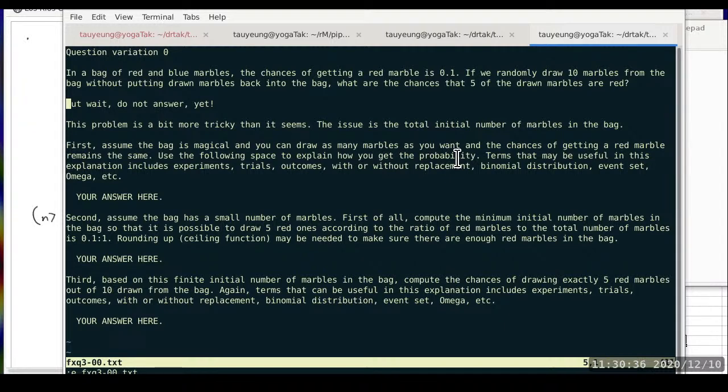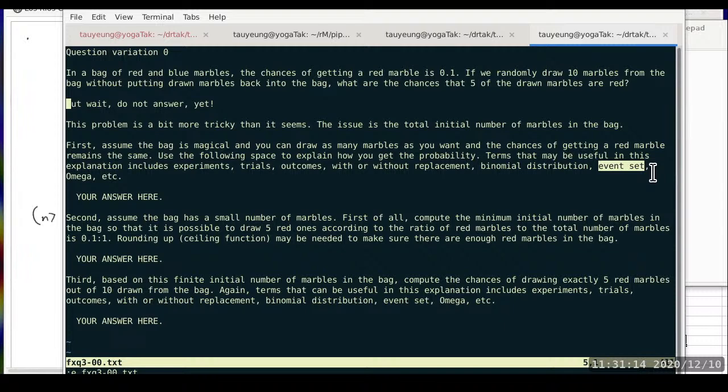It's always the same. Use the following space to explain how you get the probability. Terms that may be useful in this explanation include, guess what? Experiments, trials, outcomes, with or without replacement, binomial distribution, event set, omega, and so on. Alright, so the only thing that we have just briefly touched on and not really a whole lot is the event set. The event set is really the set of all the outcomes that we're interested in.